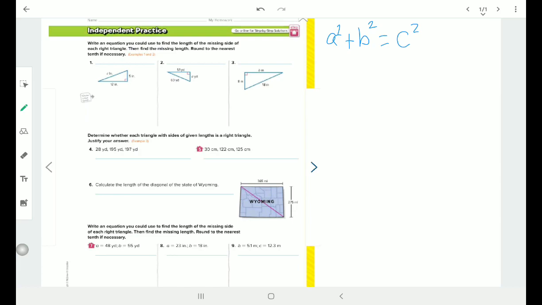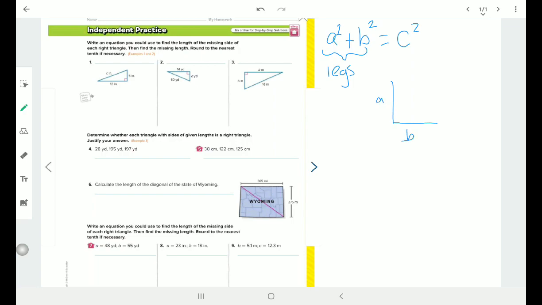And the way that this works is that a and b are what we call the legs of our right triangle. They are the sides that make up the right angle. So if you have a right angle on a triangle, the two sides that make up that right angle are what we call the legs of the triangle. So a and b are these two sides of this right triangle.